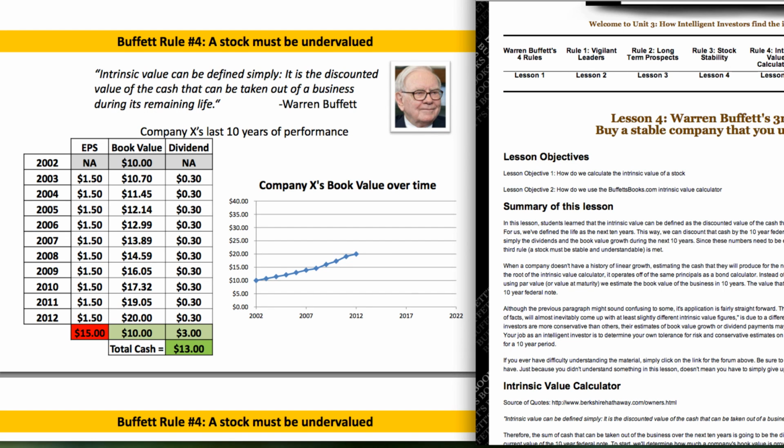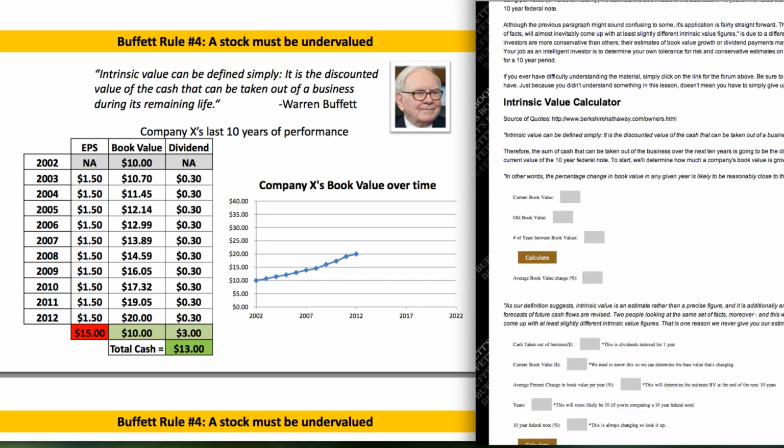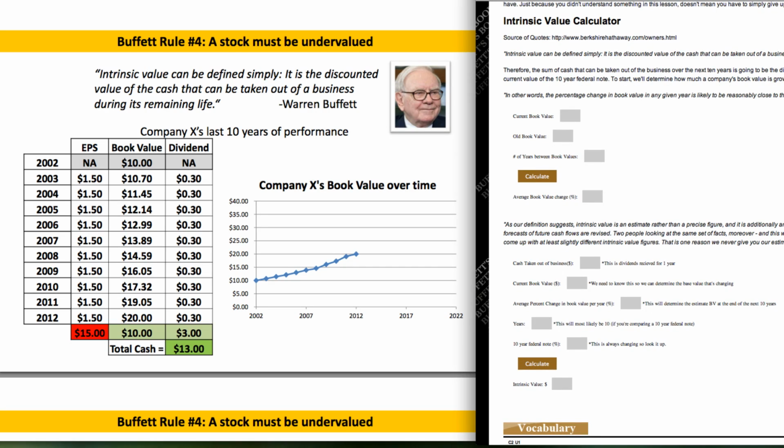Okay, so right now I have the Buffett's Books calculator pulled up, which is just below this video. If you scroll down, you can see that the calculator is broken down into two different sections, and what we're going to use first is the top section. This top section gives us a very rough estimate of how much that book value was growing annually throughout that 10-year period up to where we're at now. So first we're going to input the current book value.